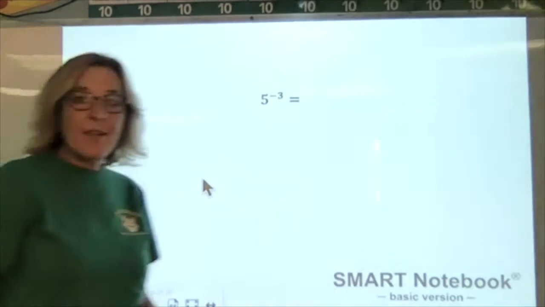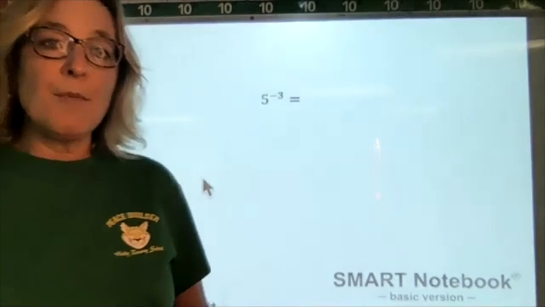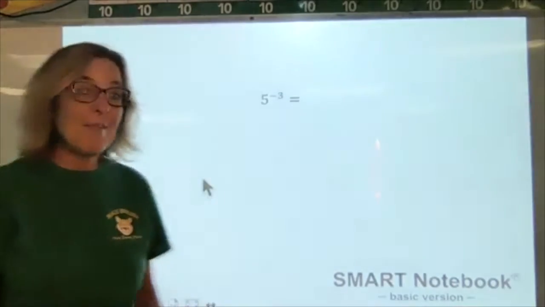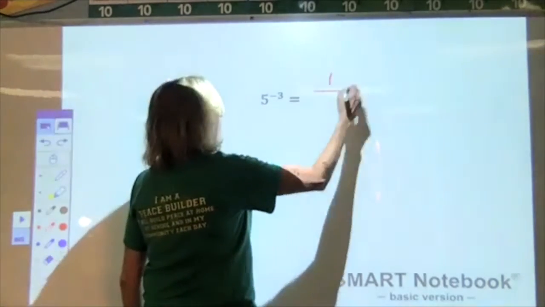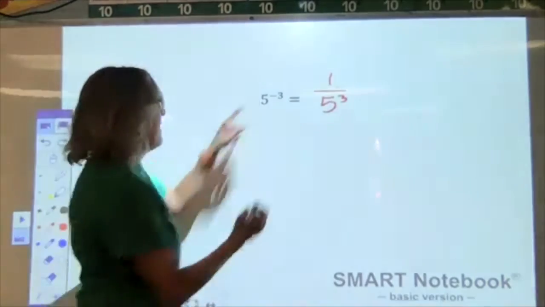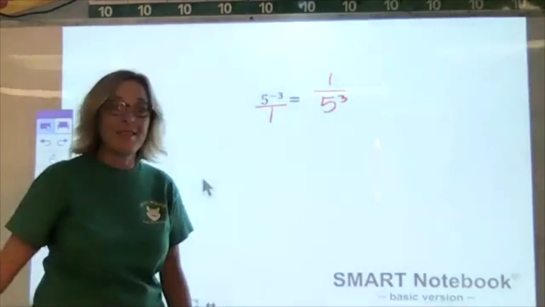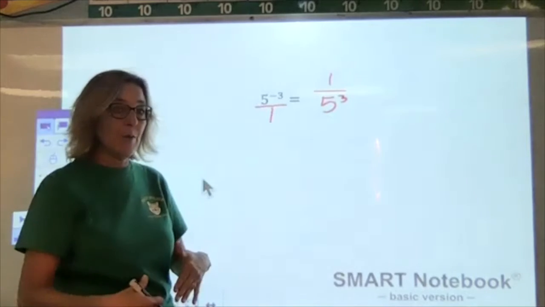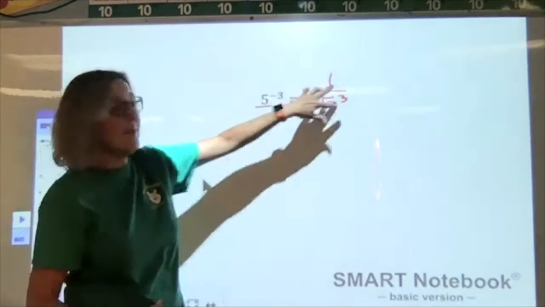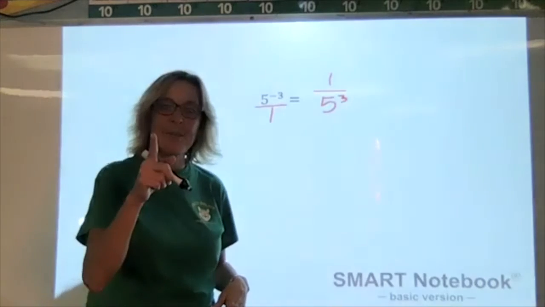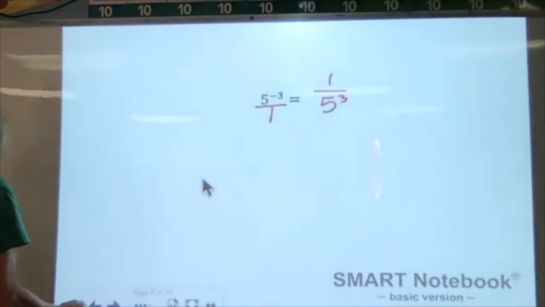What about 5 to the negative third power? Again, the patterning is always the same. We could write this as 1 over 5 cubed. And again, you might be able to see that this was this, right? We know that any quantity can be written as a fraction if you put it over 1. This becomes this. Interesting. Do you think that's going to be helpful? It might.